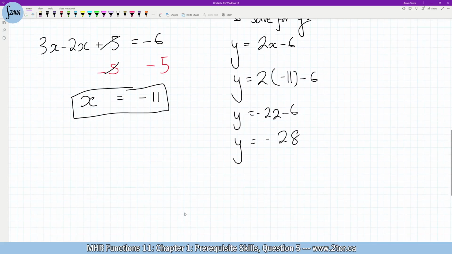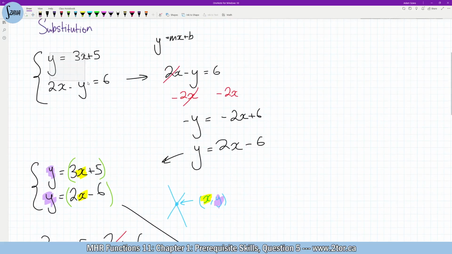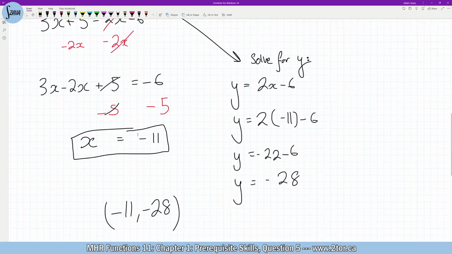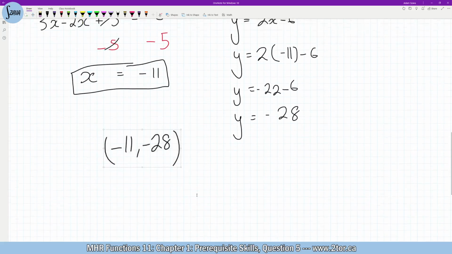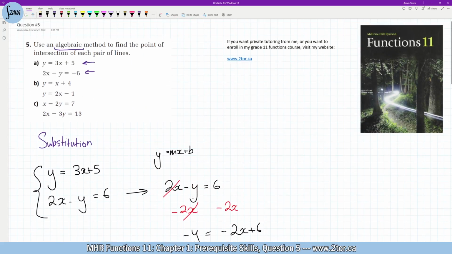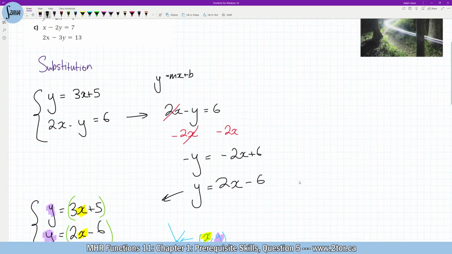So we found that the solution to the system is negative 11, negative 28. That's the point that these two lines intersect at. And you see, it's good that we did this algebraically because that would be really hard to graph, right? That'd be pretty far away from the origin. That's it for part A. Let's move on to part B.